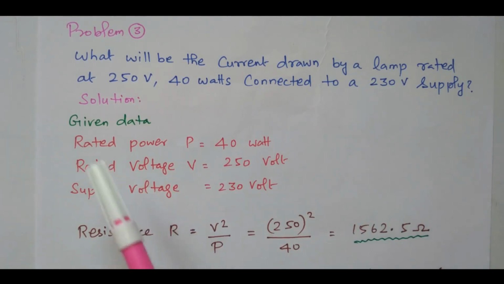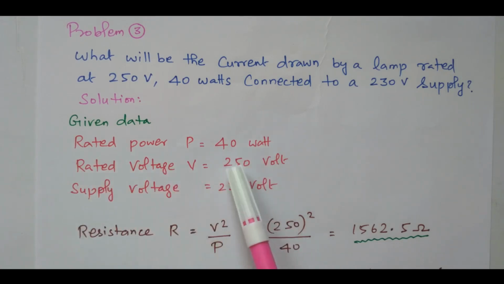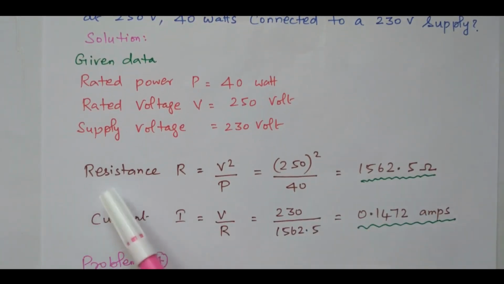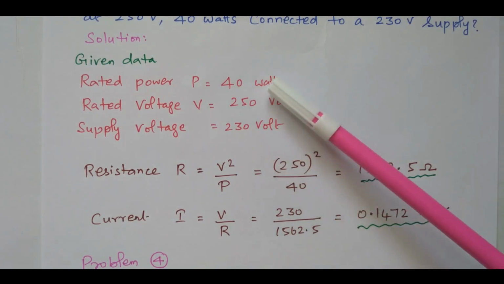Right? So what are the data available? Rated power is 40 watts, rated voltage is 250 volt, supply voltage is 230 volt. Now what is the question? We need to find the current taken by the lamp. In order to find the current, first we will find the resistance R. R equal to V square by P, because the power is available.